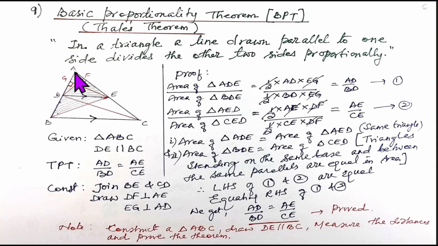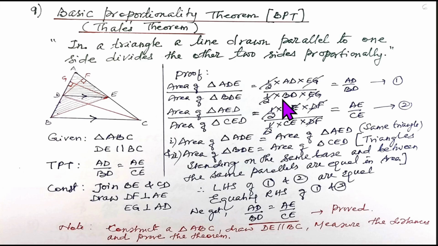Now, let us take the triangle AED and the triangle CED. Let us again take the ratio of the areas here. Area of triangle AED divided by area of triangle CED. Area of triangle AED is equal to half into base into height, that is half into AE into DF, the height of the triangle AED, and the area of triangle CED is equal to half into CE and the height DF again. Half cancels, DF cancels, we get AE upon CE. Let us call this as 2.